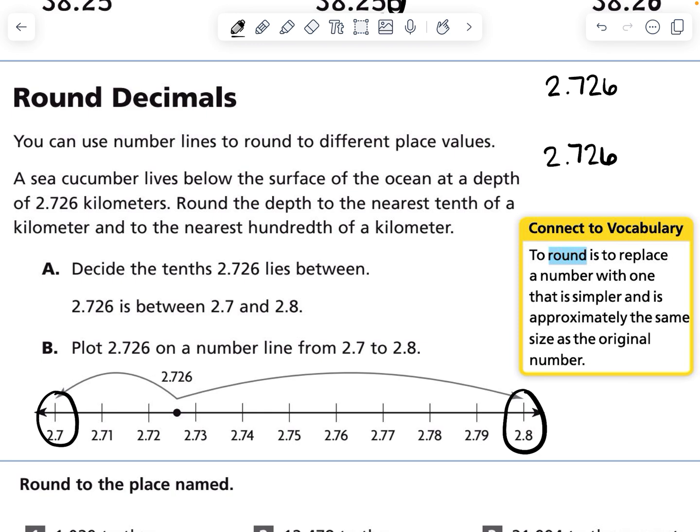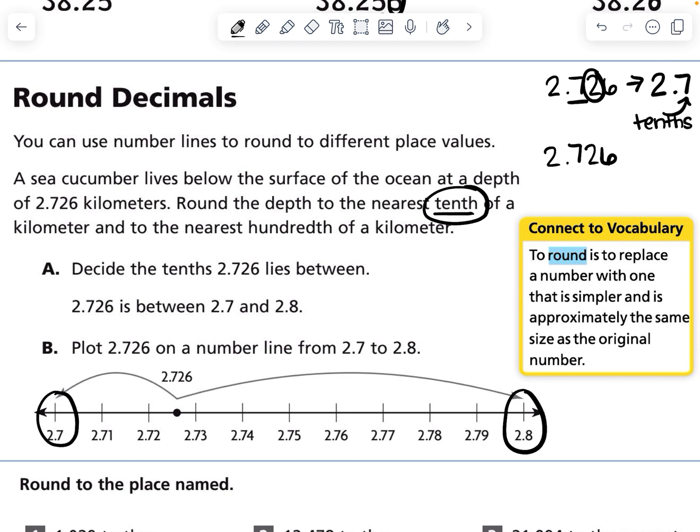If we start with our first direction and we round it to the nearest tenth, find your number, look right next door. I know that that 2 does not affect the 7. My rounded answer is 2 and 7/10. Remember, whatever place value position you're rounding to will be the place value position that you name.